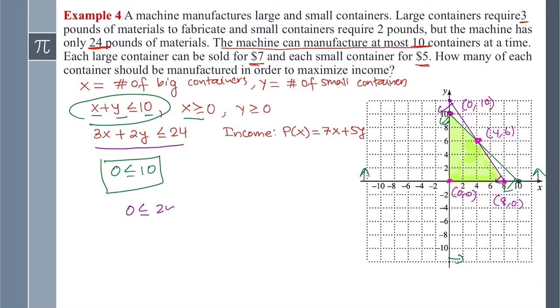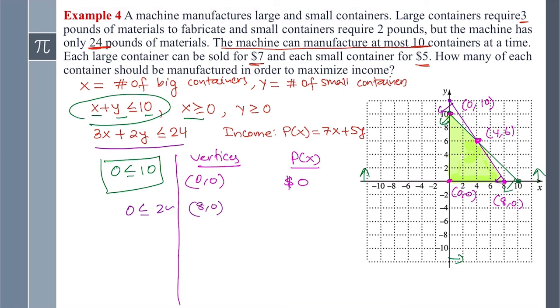Now we'll take the vertices, and find P of x for each vertex and see which one gives the maximum. If we take 0, 0 and plug it in here, we get $0. So if we don't produce anything, we make $0. Now let's take the next point here, 8, 0. x is 8, so 7 times 8 is 56, plus 5 times 0 is 0. So we are plugging into our income function, and that gives us 56.